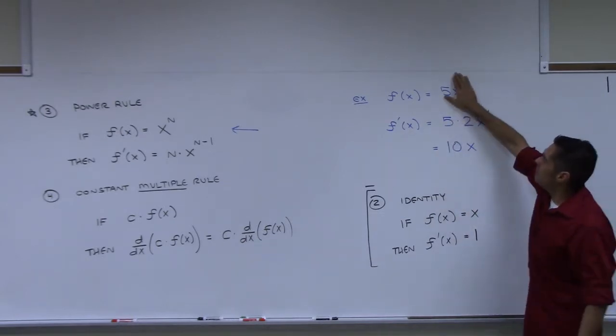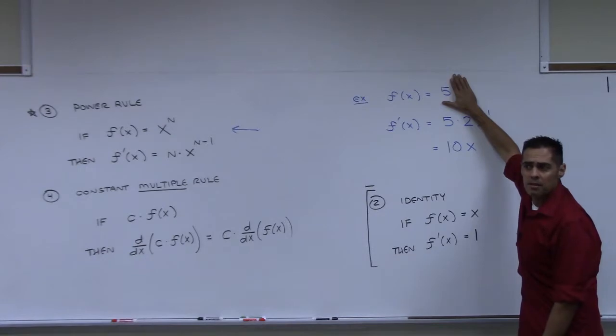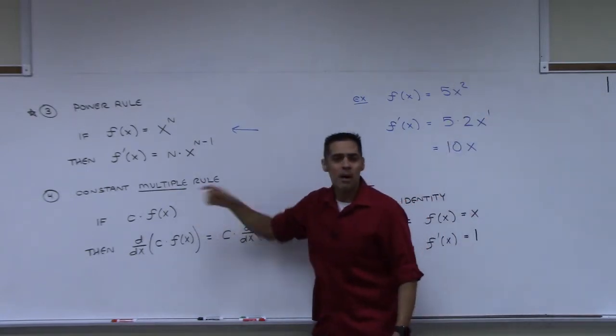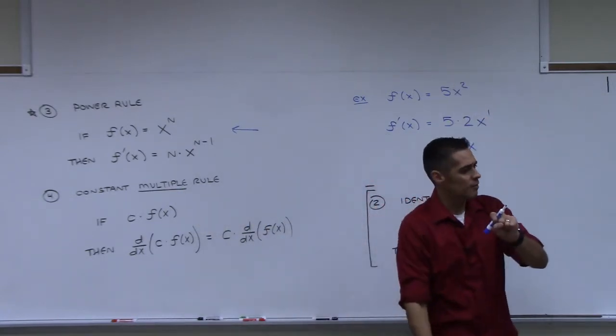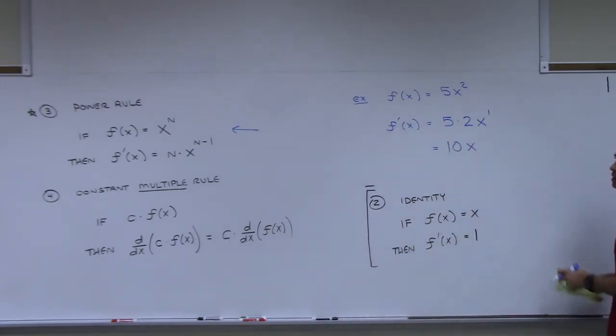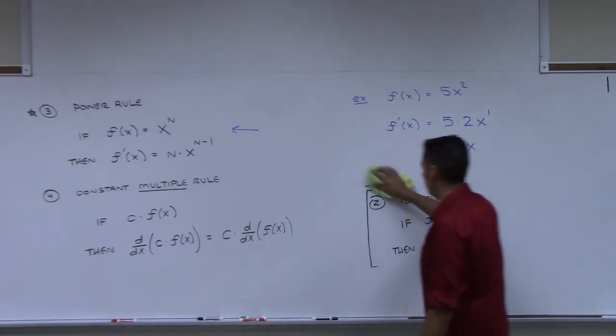Now, again, had this function just been 5, what would the derivative be? 0. Okay? But because it's attached to a function, because it's multiplied to a function, the 5 comes along for the ride. That's the only time it happens. It has to be attached to something. Okay, 5th rule.